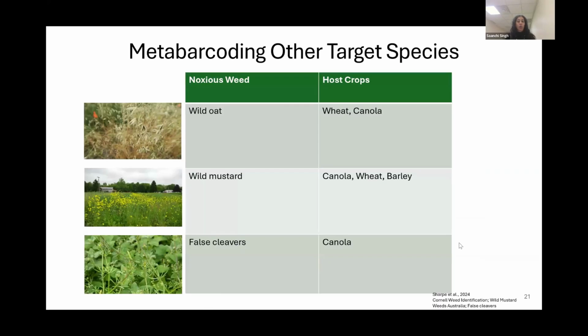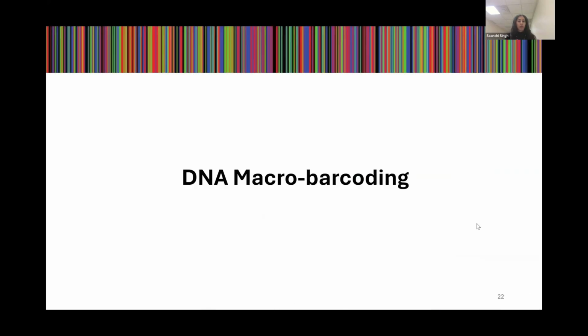We are also performing the same spike experiments with other noxious species of regulatory concern that I mentioned in the very beginning. These include wild oat, wild mustard, and pulse cleavers. And as I mentioned in the beginning, we are testing 2 different DNA methods. The other method that we're testing and piloting is macro-barcoding. And for this, we're using Amaranthus.